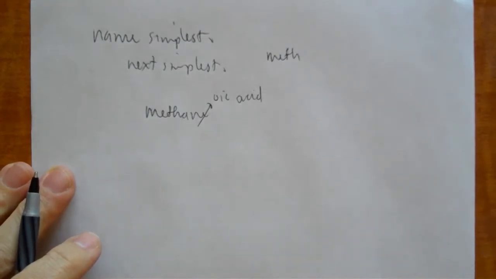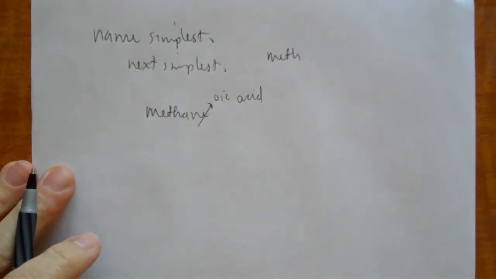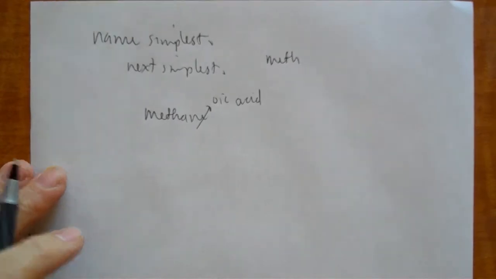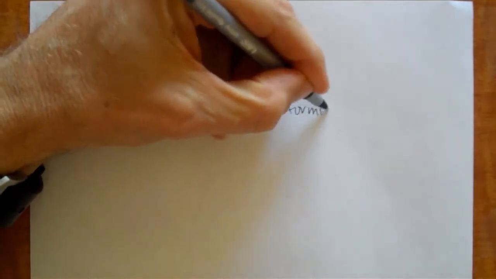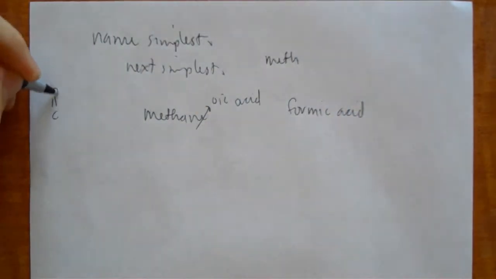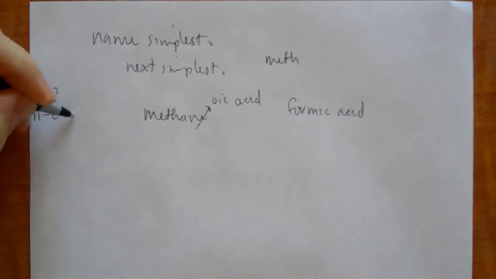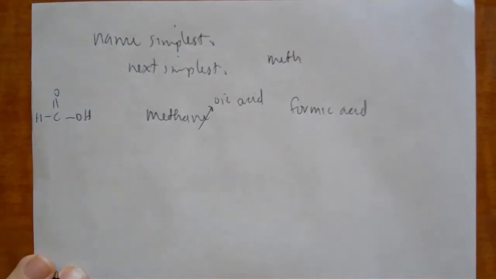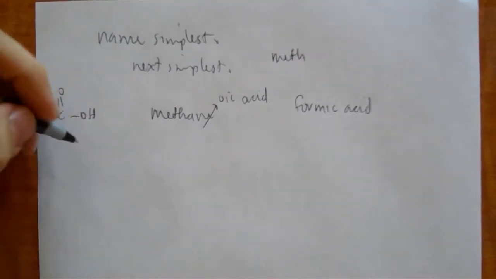And you'll see if you look on page 722 or 723 that there's a common name for methanoic acid, and it is formic acid, okay? So it's one carbon in the longest carbon chain, and that's the functional group for it, right? What about the second one?